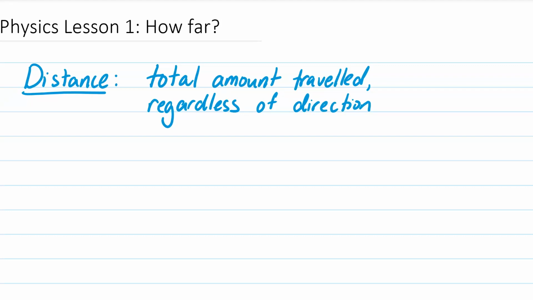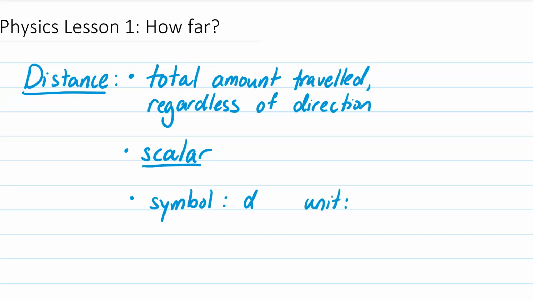When we don't care about where the ball is going, or about whether the ball is going right or left or up or down, we say we're dealing with a scalar quantity. A scalar quantity is one in which direction is not taken into account. Okay, so distance, total amount traveled, regardless of direction. Since you don't care about direction, we say it's a scalar quantity. The symbol for distance is a lowercase d, and the standard unit is a meter, m.